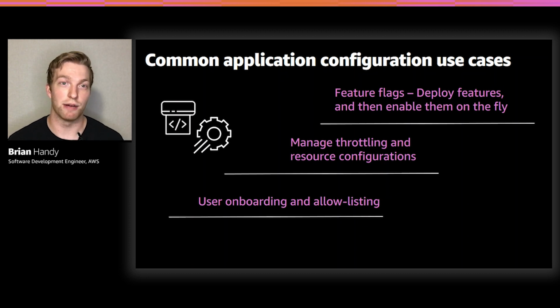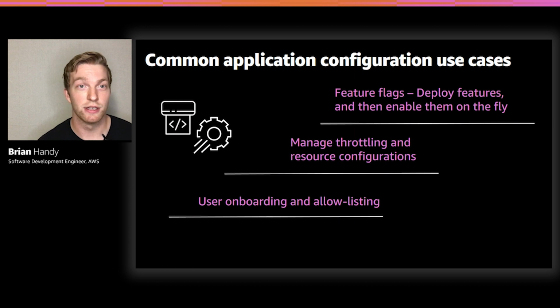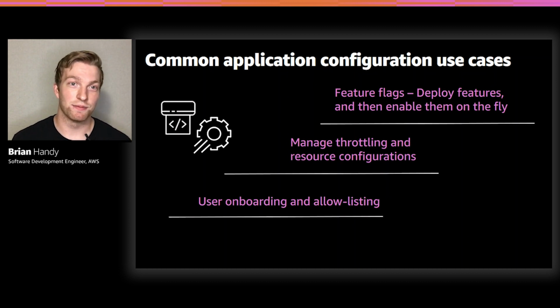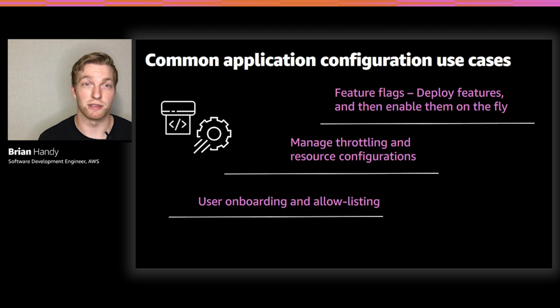The second common way that we see teams use configuration is for managing throttling and resource configurations. So similar to the example we just talked about, it's very common for teams to store throttling information or other resource limits within configuration.